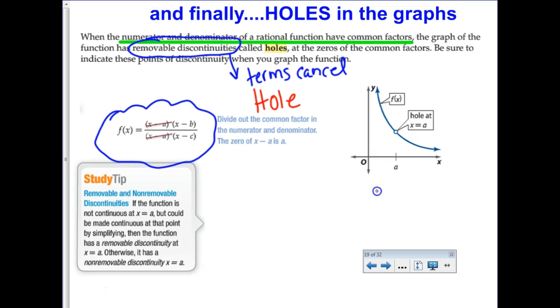All right. Here's what's going on, guys. When you have a removable discontinuity, like here they had x minus a, and they had another x minus a, and then they crossed them off. Well, the hole is located at x equals a. So whatever the solution was to that factor, that's the x location for the hole.